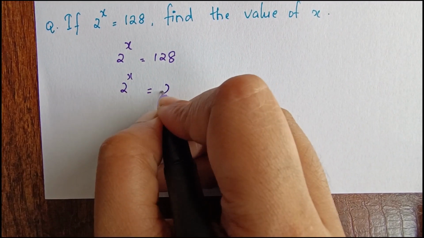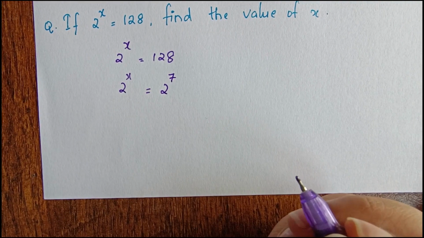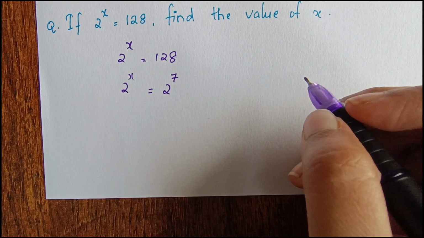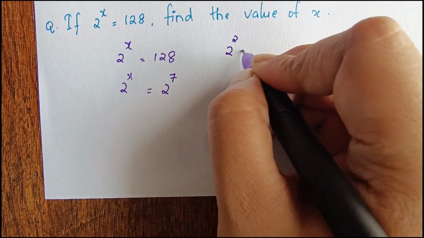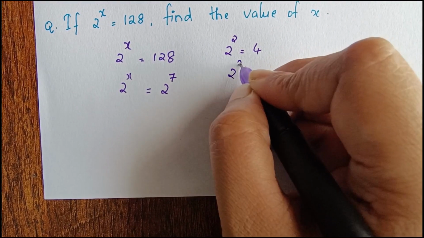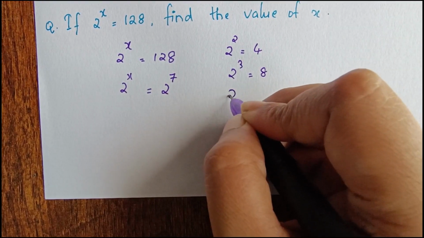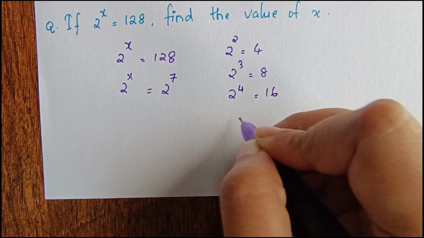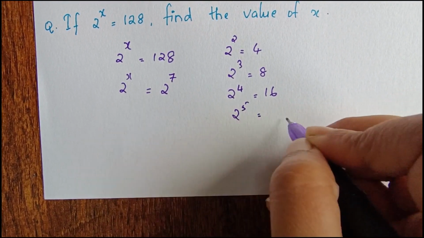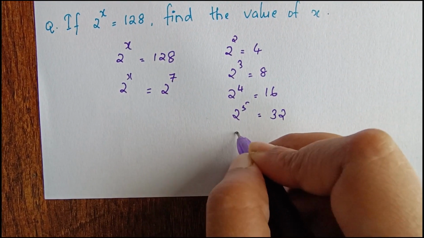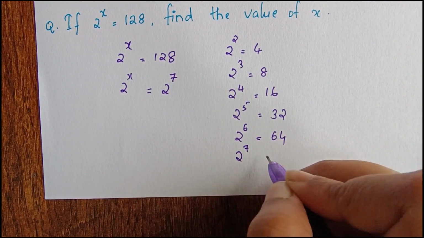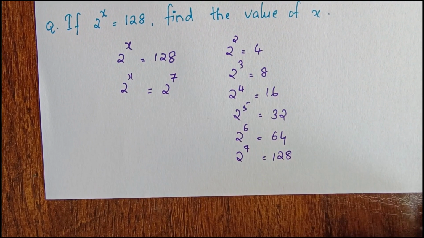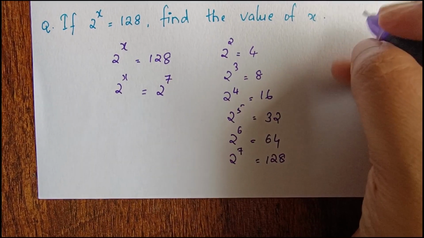128 is actually 2 raised to 7. So it's better you learn the powers of 2, that is 2 squared is 4, 2 cubed is 8, 2 raised to 4 is 16, 2 raised to 5 is 32, 2 raised to 6 is 64, 2 raised to 7 is 128. You can study up to 2 raised to 10.